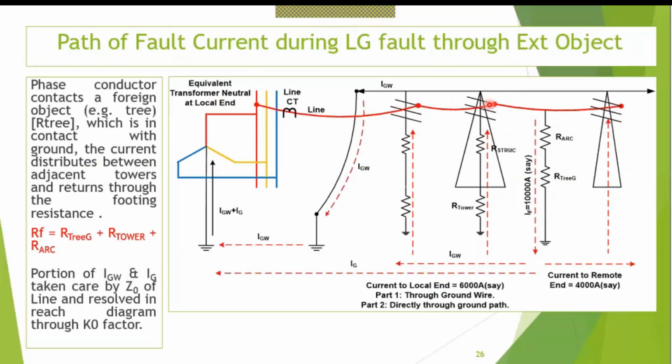Okay, this is the R phase insulator. This line is the R phase insulator. And this is the tower structure impedance. This is the tower footing impedance. Although tower structure impedance is not mentioned as such, because nowadays all towers are metal towers, it does not have much impedance. Compared to the footing impedance, the structure impedance is very less. But in a wooden tower, the structure impedance becomes high.